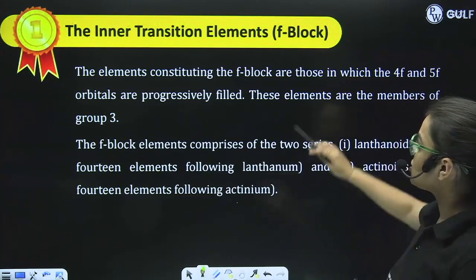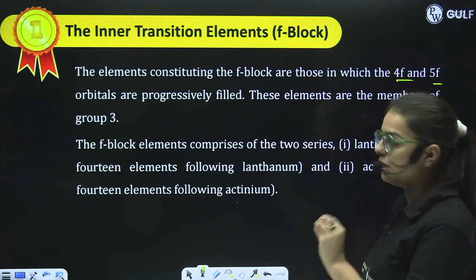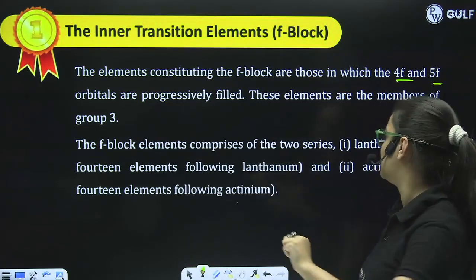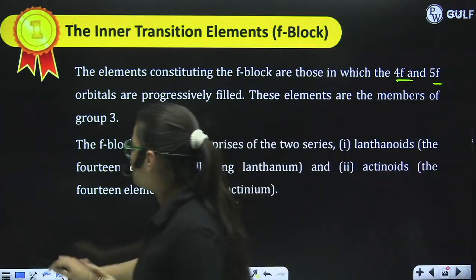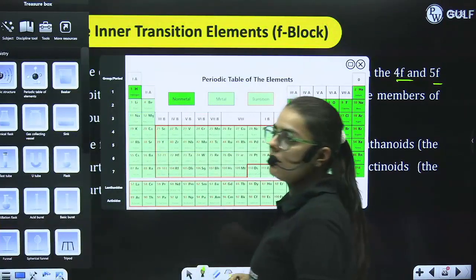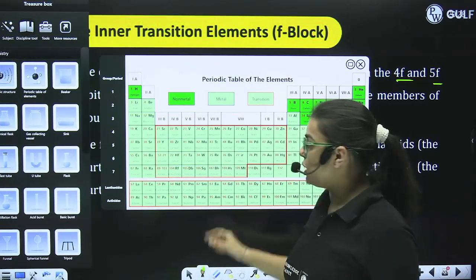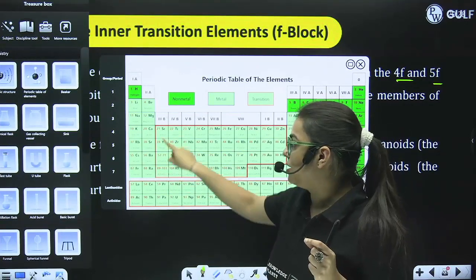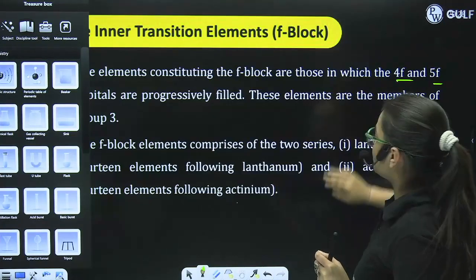See, the elements constituting the f block are those in which the 4f and the 5f orbitals are progressively filled, right? That means the f orbital is being filled. These elements are the members of group number 3. Now this question is generally asked. Many students just get confused. If they ask you what is the group, they will answer either 6 or 7. No, it is 6th period for lanthanoids, 7th for actinoids, but the group of both of them is the third group. They are separated and written down, right?